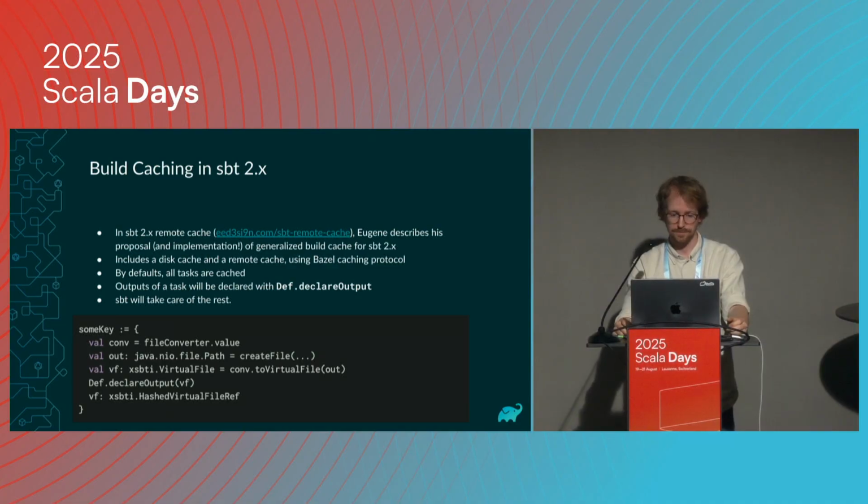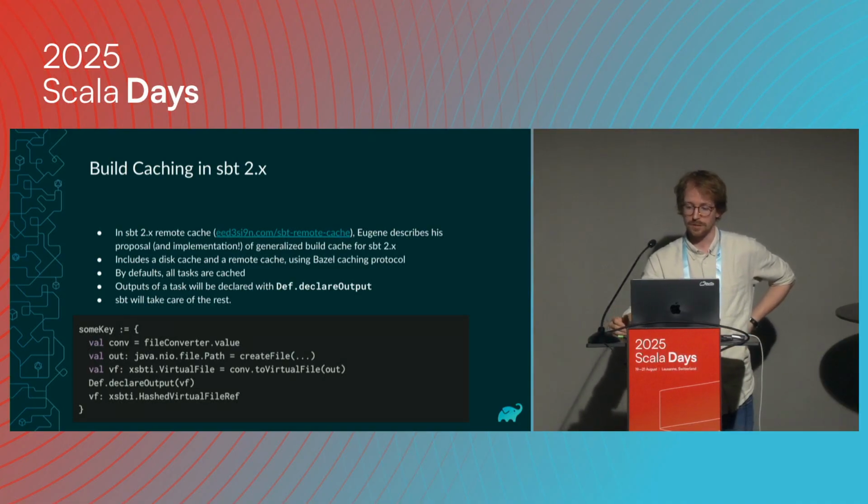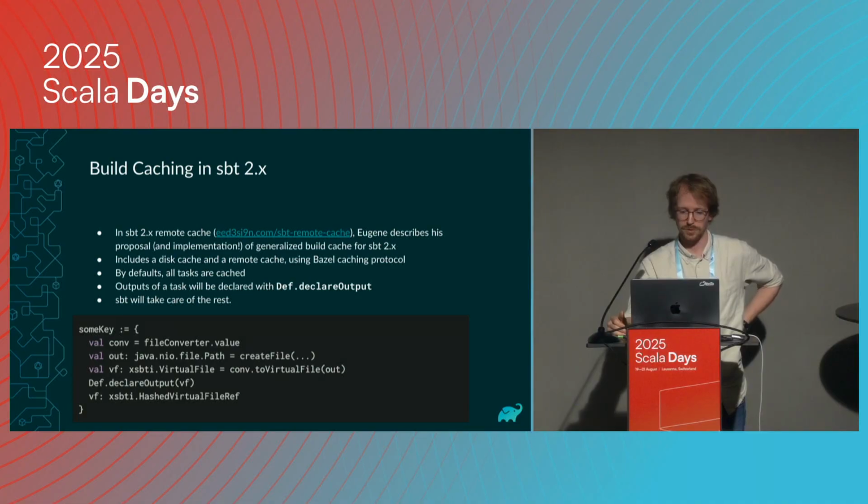There is a proposal and an implementation of generalized build cache for SBT 2 that I'm sure Eugene is going to mention tomorrow. It includes both a disk cache local to the machine and a remote cache which uses the Bazel caching protocol. So that means you can deploy a Bazel compatible build cache in your infrastructure and just connect SBT to it, which should be able to use it.